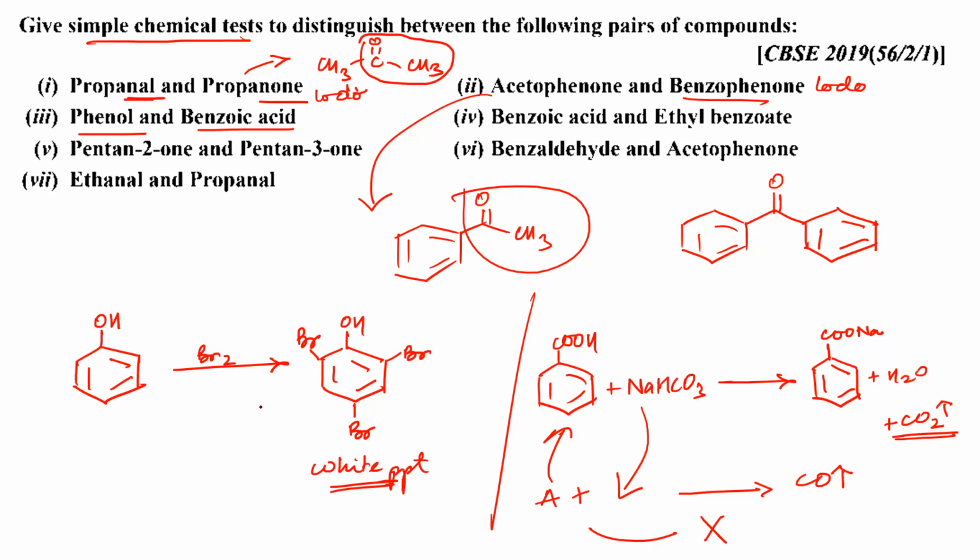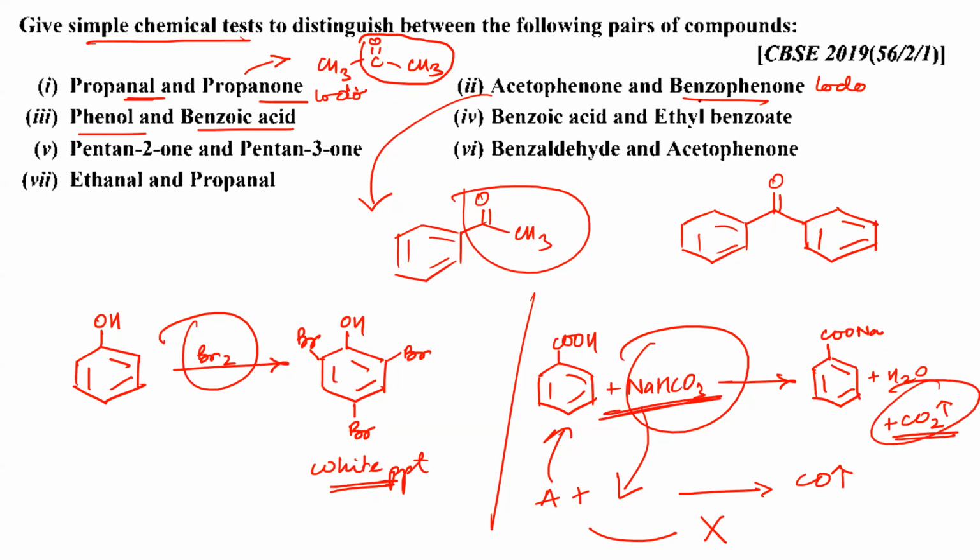So you have got two tests. Add Br2 to check whether it is phenol or not, and add NaHCO3 to check whether CO2 is released or not. Any one of these reactions you can write for phenol and benzoic acid. Is this clear? Yes, sir. So for benzoic acid, you will always remember NaHCO3, and it gives CO2 effervescence. Again, benzoic acid and ethyl benzoate, you'll use the same reaction.